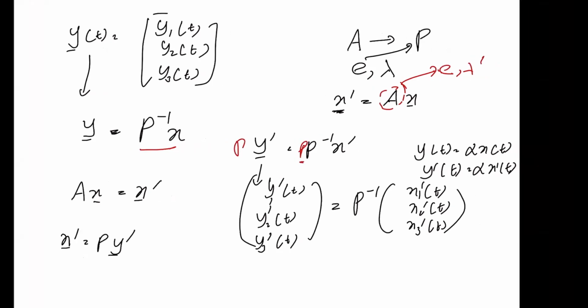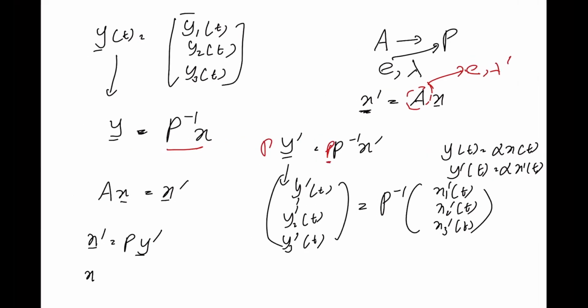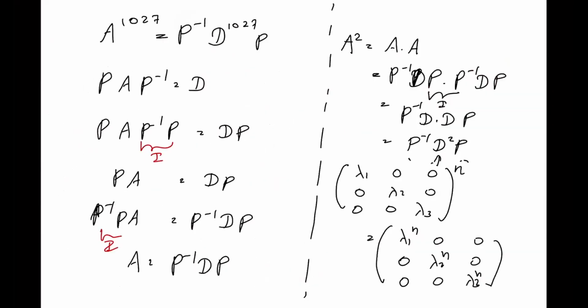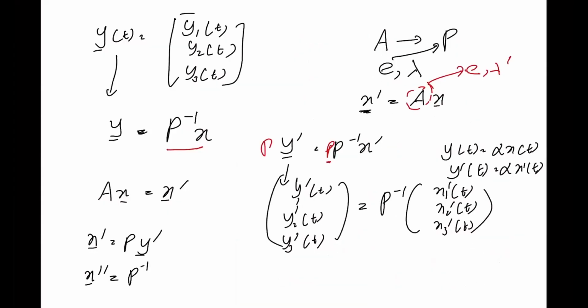Now you can have AX equals x bar dash. So x bar dash is nothing but, instead of A, you can put P inverse DP. D is nothing but your diagonal matrix. And instead of X, you can put, let's say, wait a minute, I think I made a mistake.